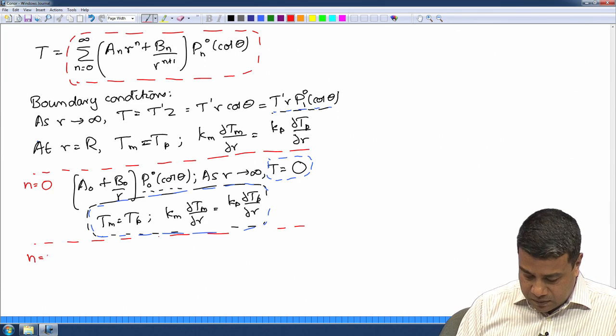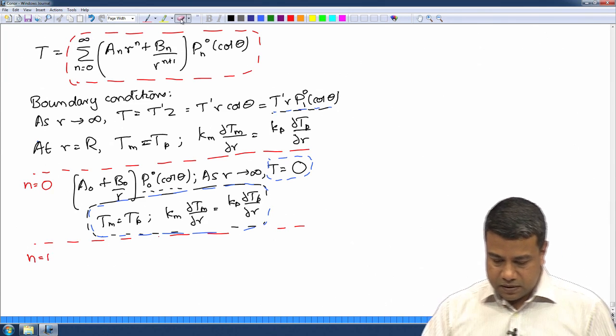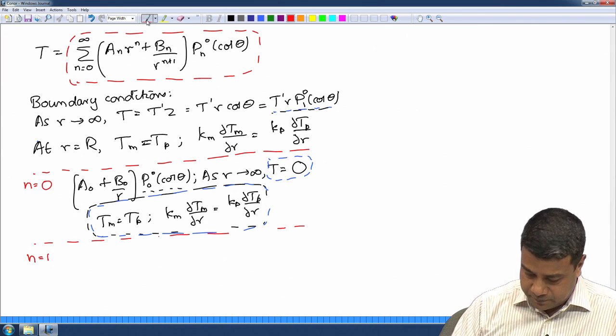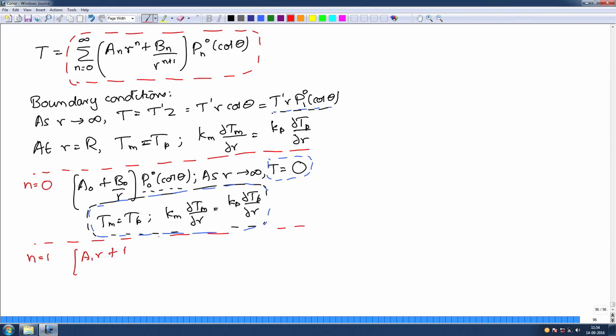Let us take n is equal to 1. The solution is of the form a1 r plus b1 by r square, P1 of cos theta. This is the solution in both the matrix and the particle. The constants will be different, of course, in the particle and matrix, but the solution will be of this form.